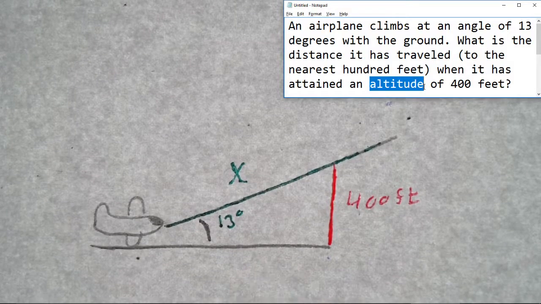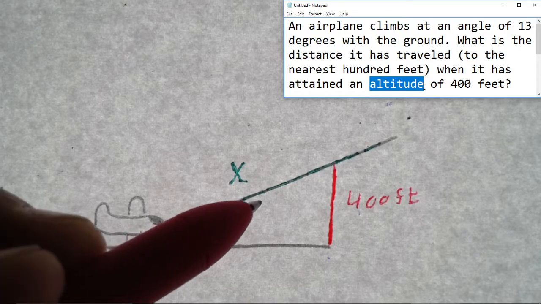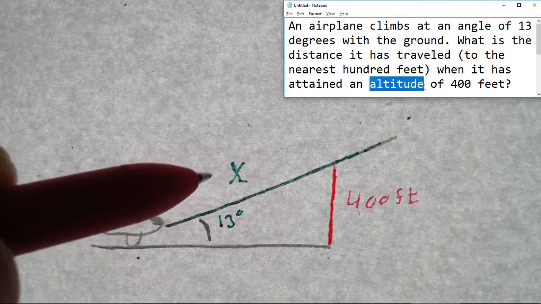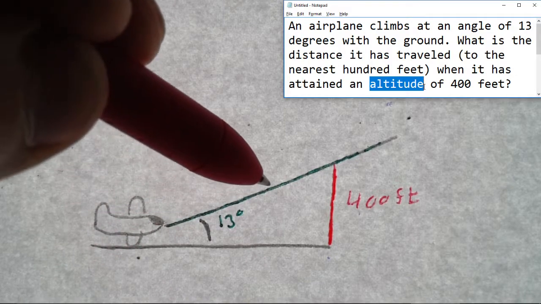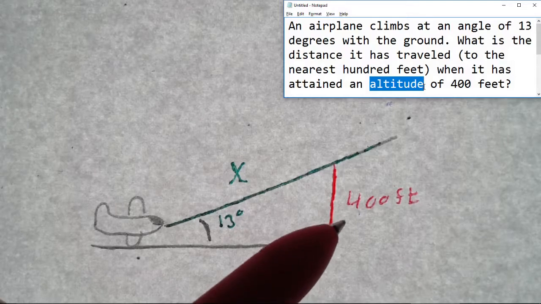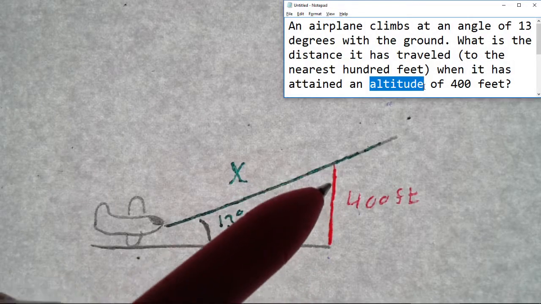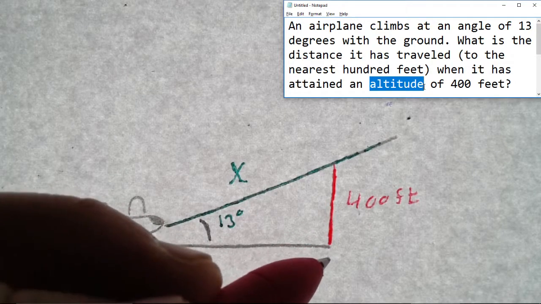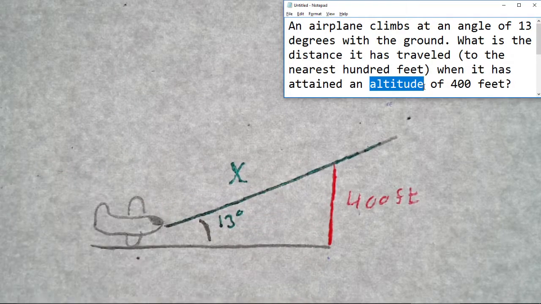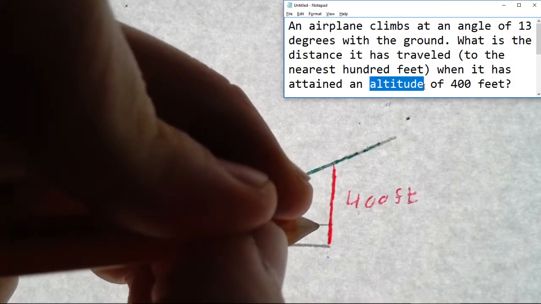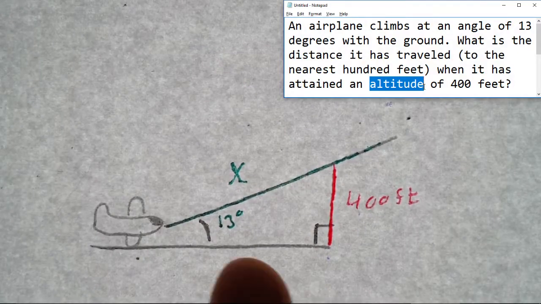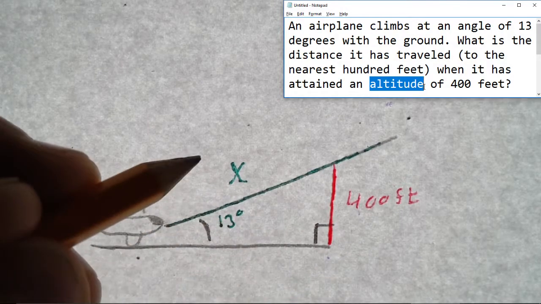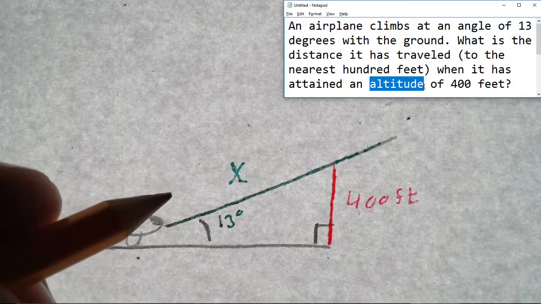And here we go, we've drawn it, right? Here's my airplane. It's taken off at that 13-degree angle. I want to know the distance that I've traveled in the plane, so it's actually following the line the plane's traveling, once I've attained an altitude of 400 feet. Again, altitude is measuring from the bottom of the ground straight up, so here's a right angle right here. And so I've got a right triangle, I've got an angle, opposite side, and a hypotenuse. You can do the SOH problem.